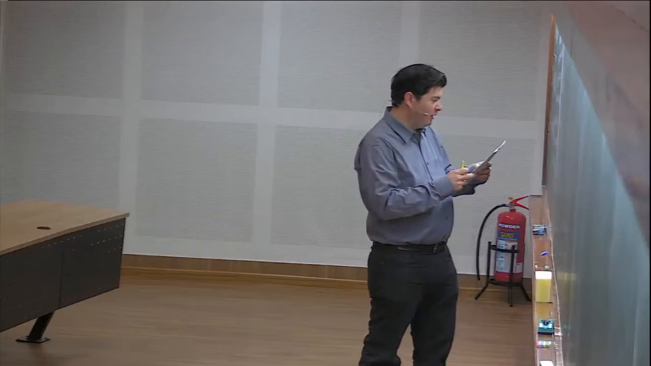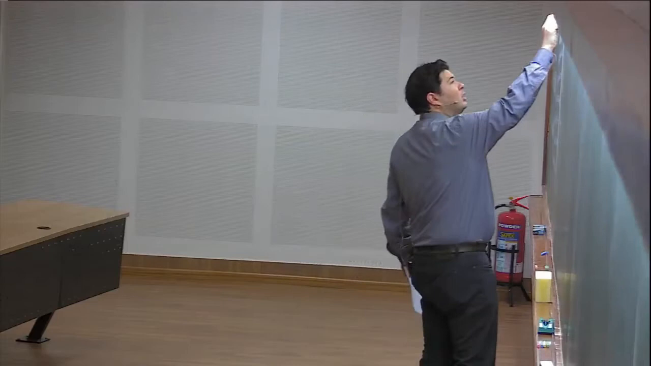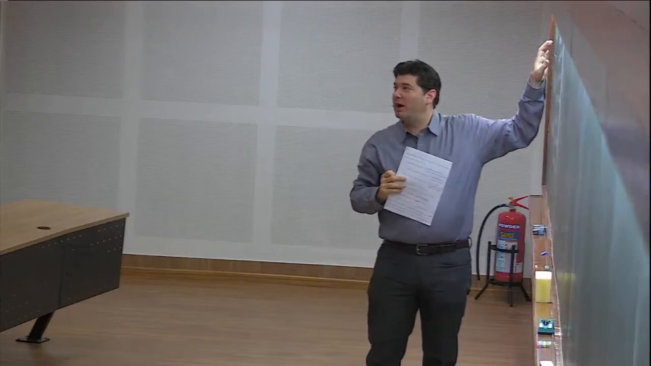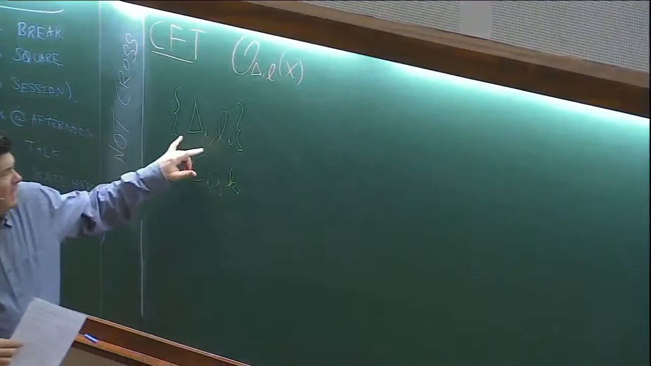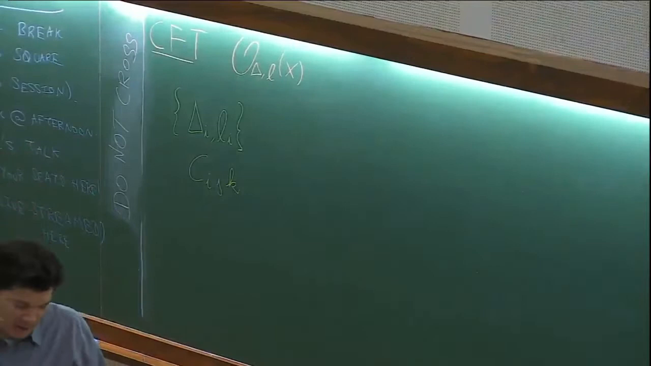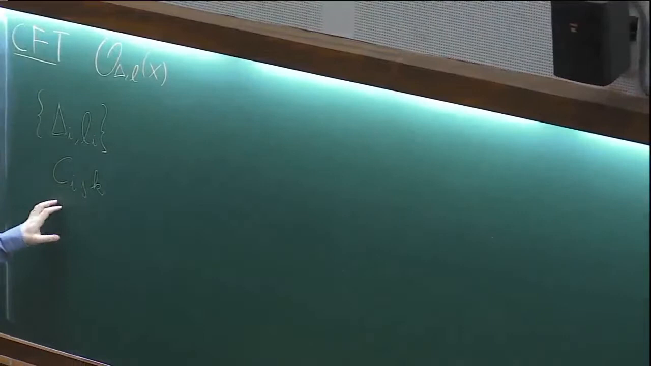The first thing we have seen is that a conformal field theory is characterized by a set of conformal primary local operators, and these local operators were labeled by their scaling dimension and their spin. The list of all dimensions and spins for all operators is what we call the spectrum of the theory. I will give some examples now to make the discussion less abstract.